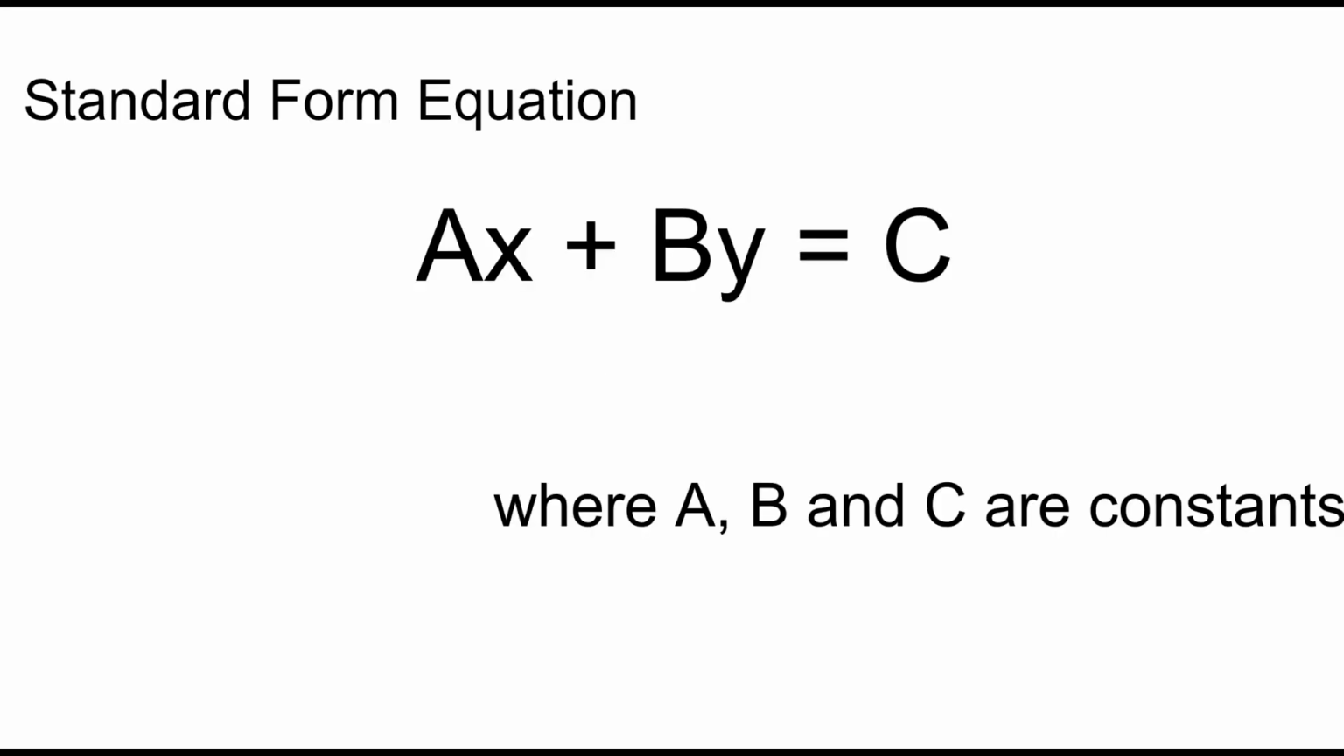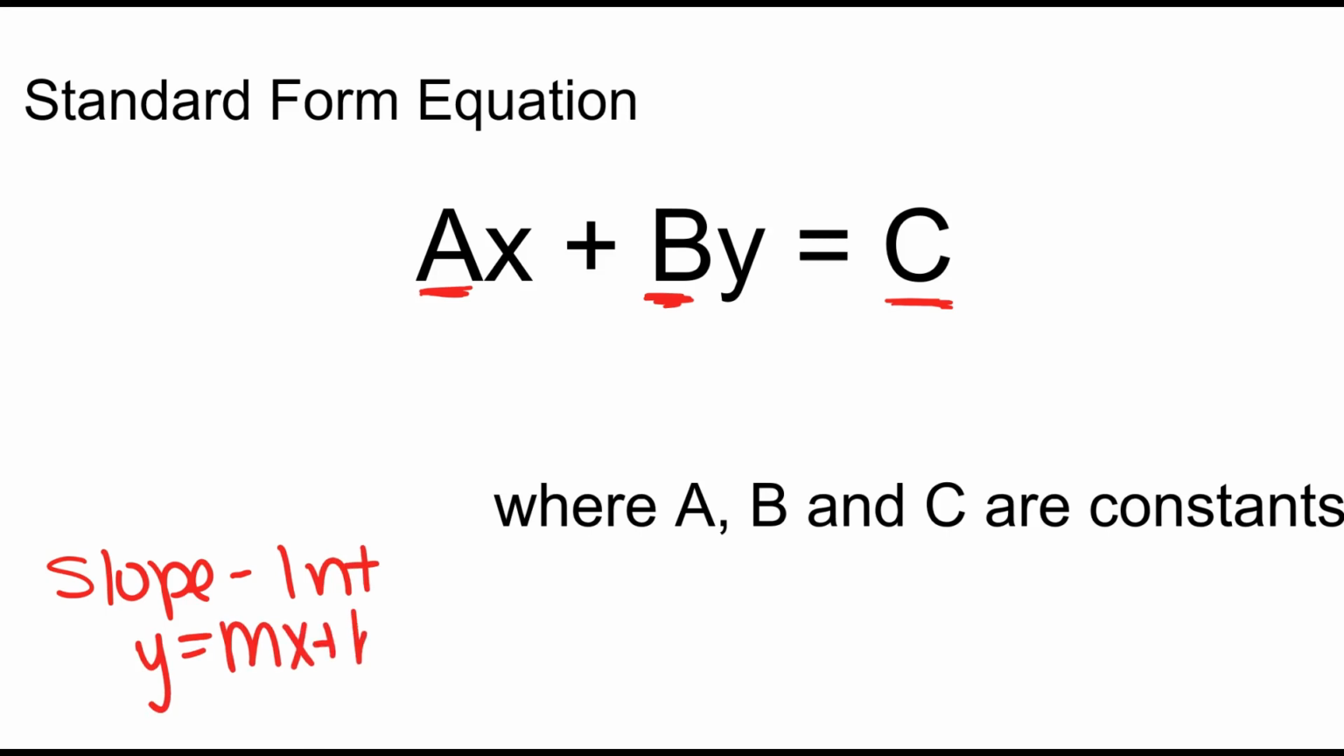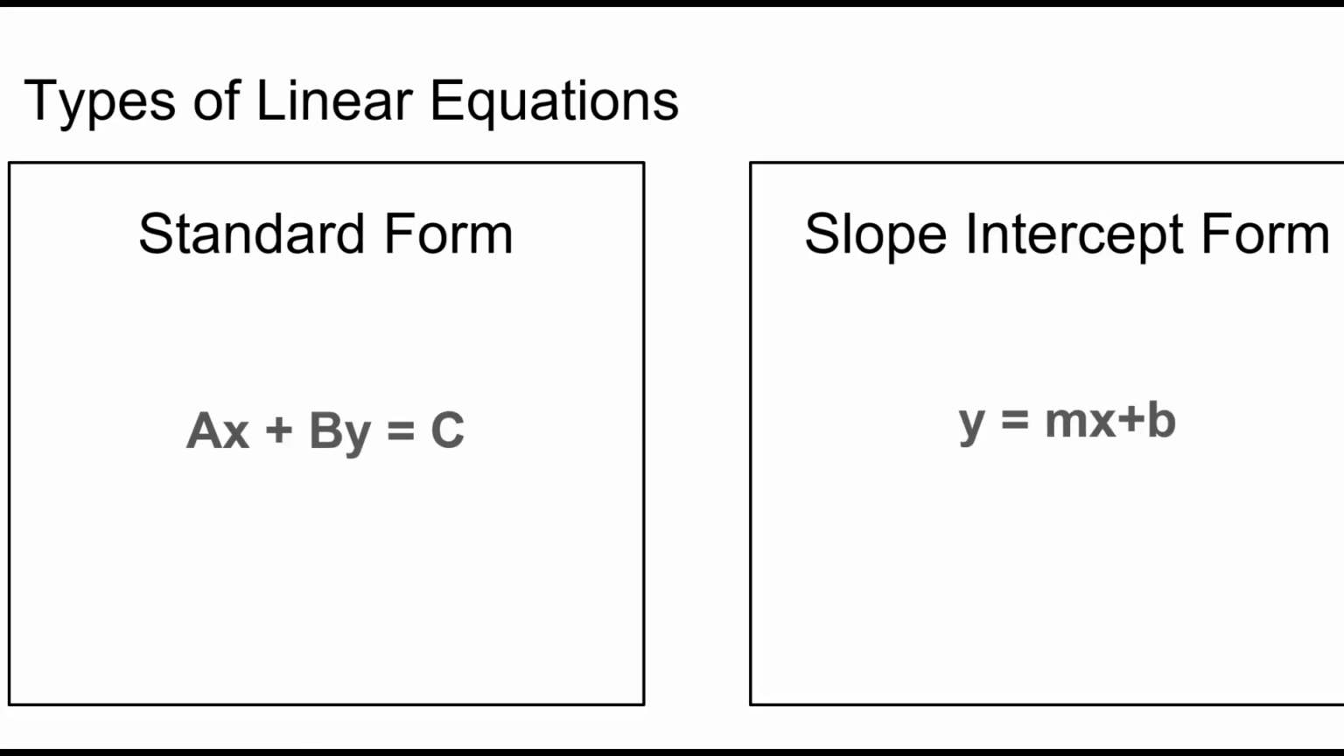Standard form equations have the form ax plus by equals c, where a is a number, b is a number, and c is a number. So this is different than our slope-intercept form, which is y equals mx plus b. Now there are other kinds of equations, but the two main equations that we're going to be talking about in this class is standard form and slope-intercept form. So take a moment to notice the difference between the two.